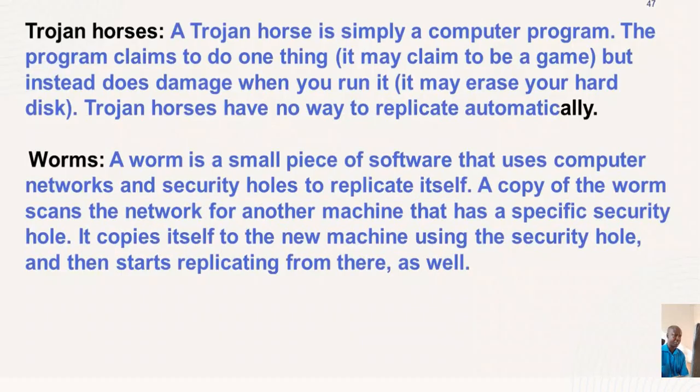But instead does damage when you run it. It may erase your hard disk. Trojan horses have no way to replicate automatically. Worms. A worm is a small piece of software that uses computer networks and security holes to replicate itself. A copy of the worm scans the network for another machine that has a specific security hole. It copies itself to the new machine using the security hole and then starts replicating from there.